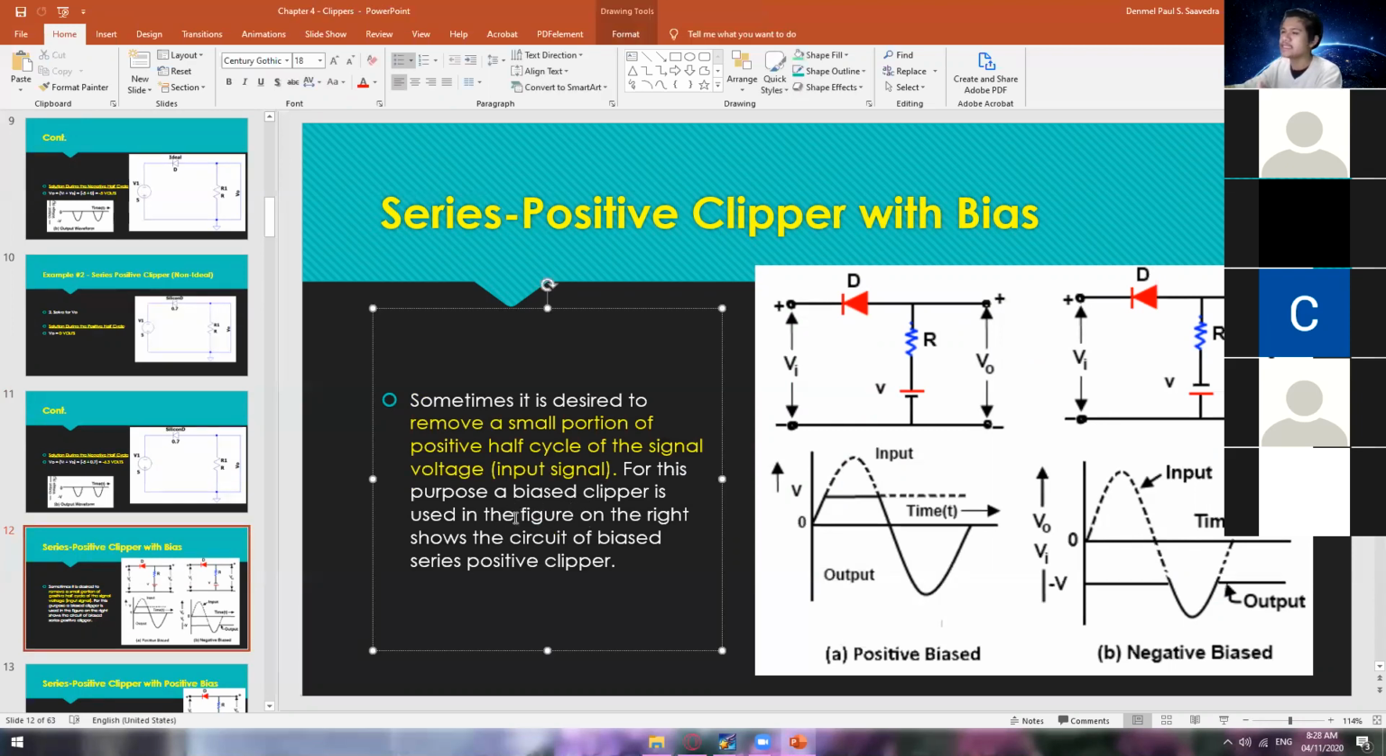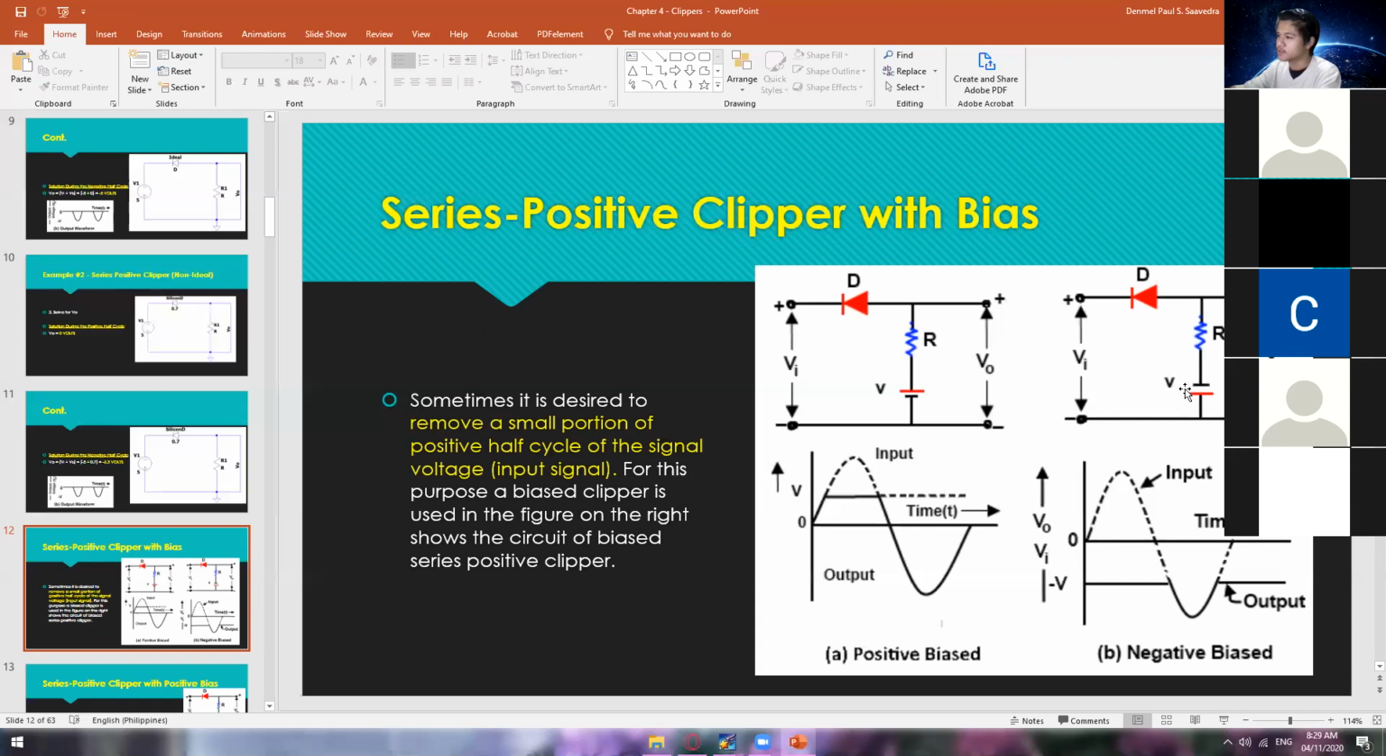The figure on the right shows the circuit of a biased series positive clipper. We have two scenarios here: the positive bias and the negative bias. What is this positive bias? It's just the polarity of our bias voltage. As you can see right here in positive bias, the positive side is on this side and the negative side is on the bottom one. Vice versa for the negative bias: the negative side is on this one and the positive side is on this side.